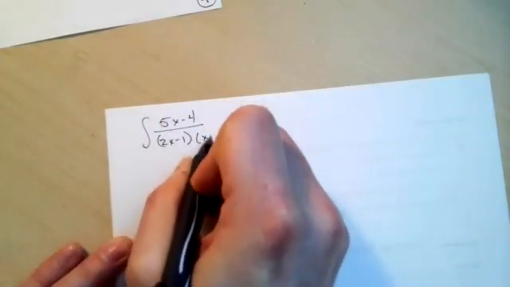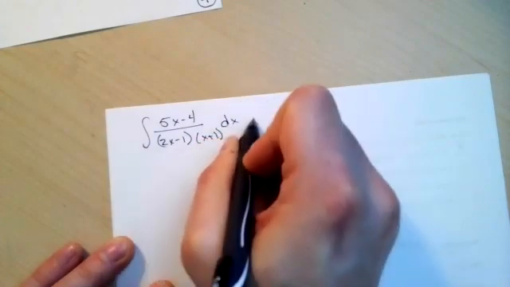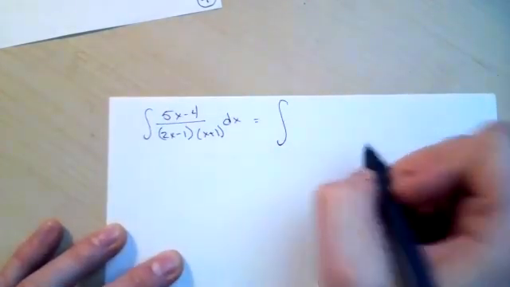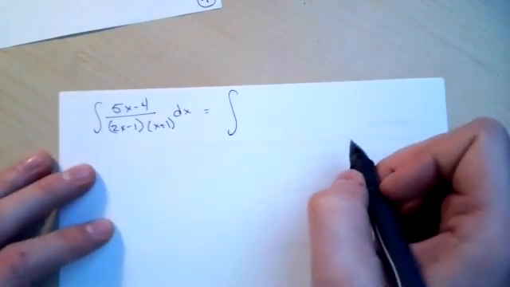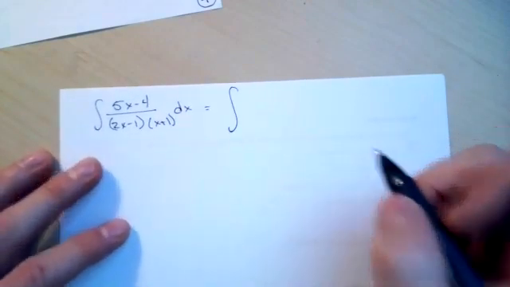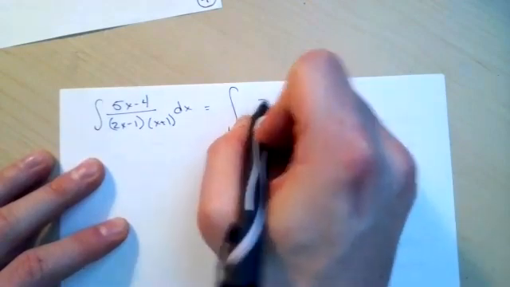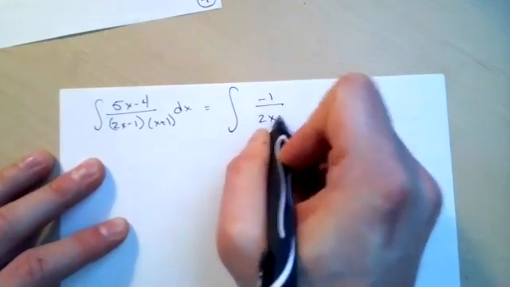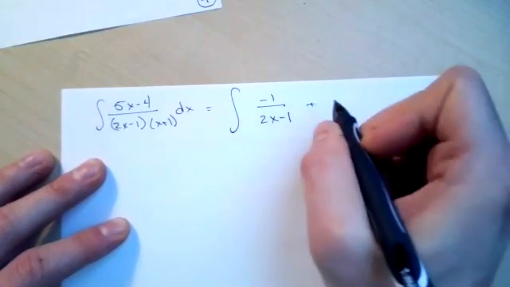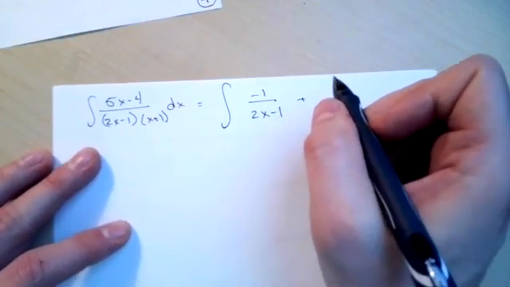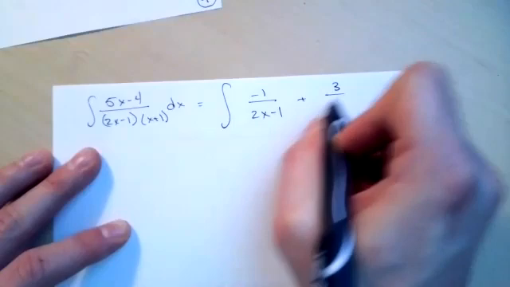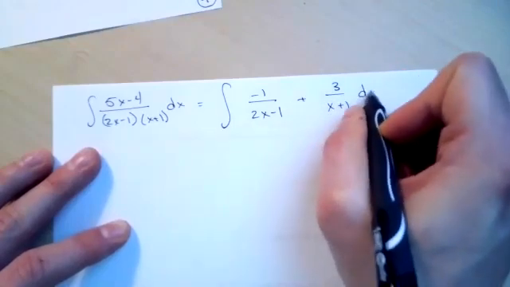All right, so we have our integral of (5x minus 4) over (2x minus 1)(x plus 1) is equal to the integral of, a had a denominator of 2x minus 1. So we had a -1 over 2x minus 1 plus b had the denominator of x plus 1. So that's going to be 3 over x plus 1 dx.